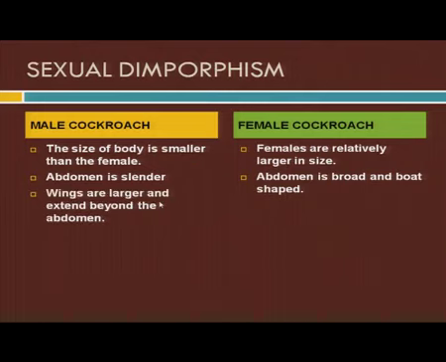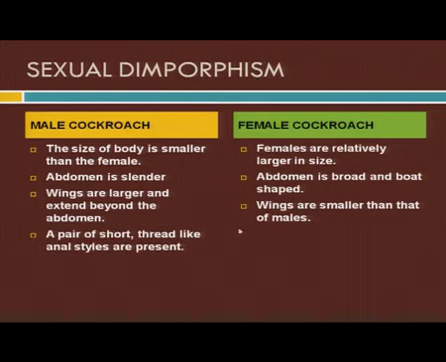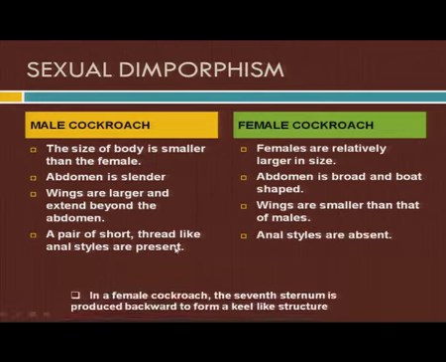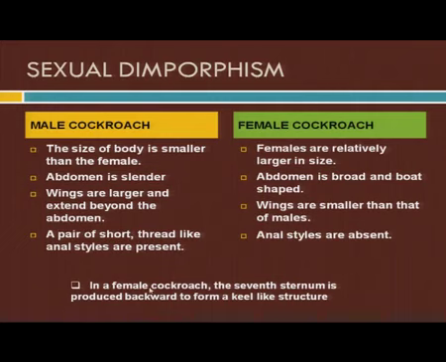Wings are larger and extend beyond the abdomen, which we saw previously, in case of males, but that is not so in the case of females. Wings are smaller. A pair of short thread like anal styles are present in the male cockroach, which is absent in the female. In a female cockroach, the 7th sternum is produced backward to form a keel like structure.